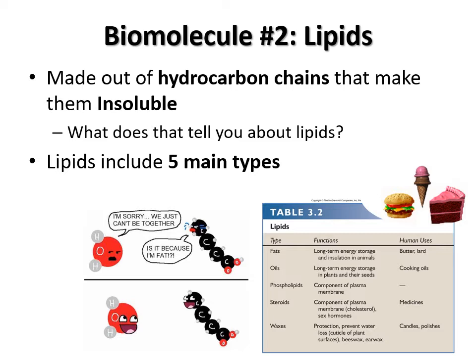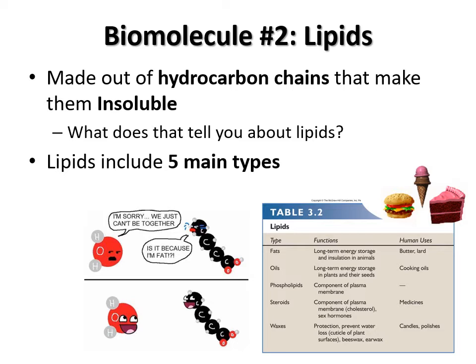The next biomolecule that you have is lipids, and the way students usually remember these are as fats, but there are actually 5 main types of lipids. All of them are made from hydrocarbon chains, so that's what you see represented right here. Hydrocarbon meaning carbons and all those hydrogens in long chains. And that structure ends up making them insoluble. And what does that tell you about lipids? That tells you if it's insoluble, that means it does not dissolve in water.